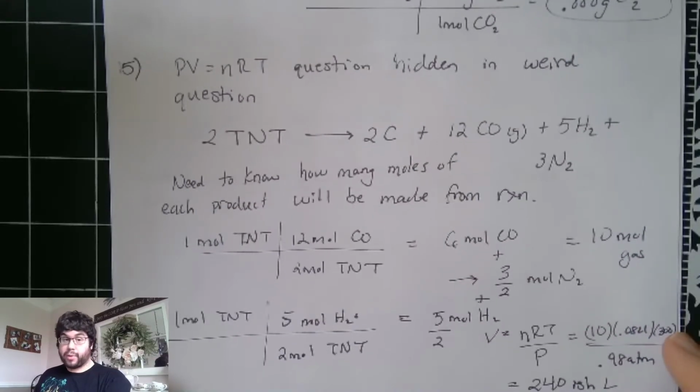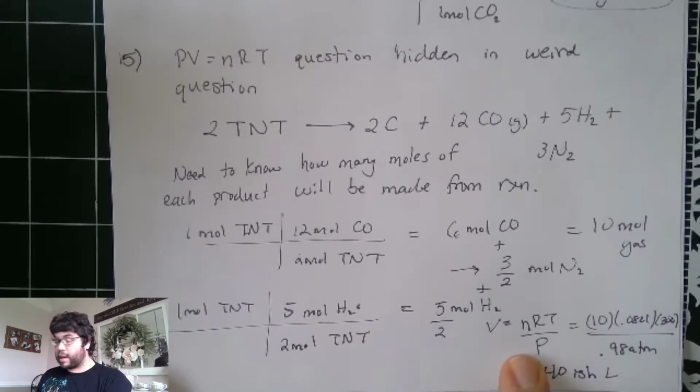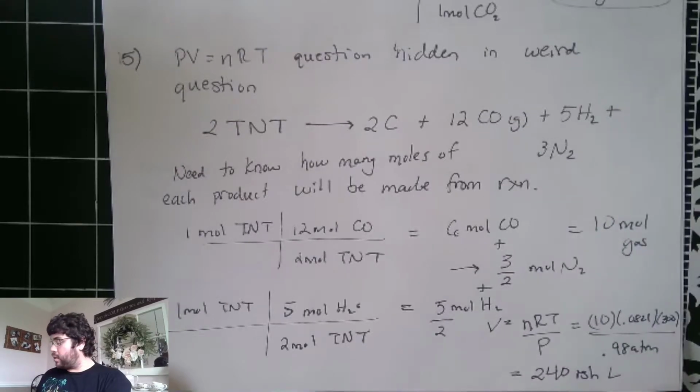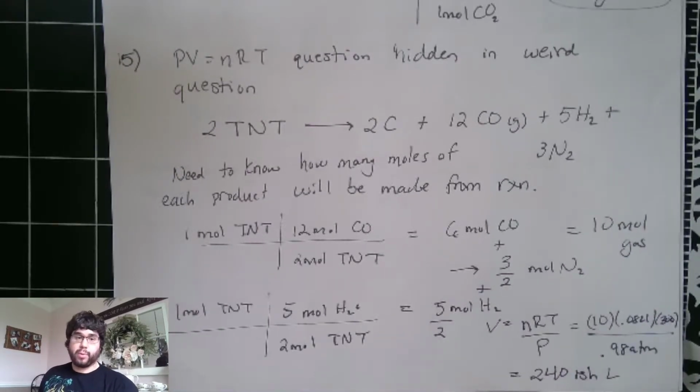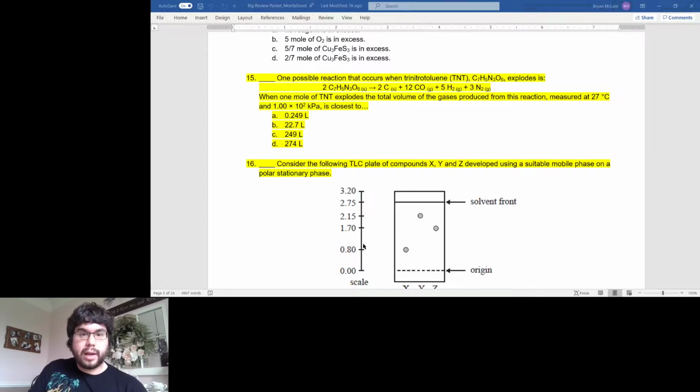And then to figure out the volume, you would just put that into PV equals nRT, and then you can do the math. It's not too bad. It comes out to be about 240 liters, which is answer C. So around 240 liters is around C, 249. You're not looking for an exact calculation, something close to that though.